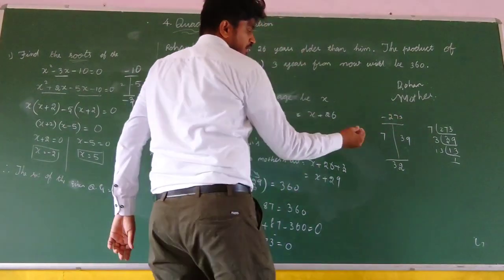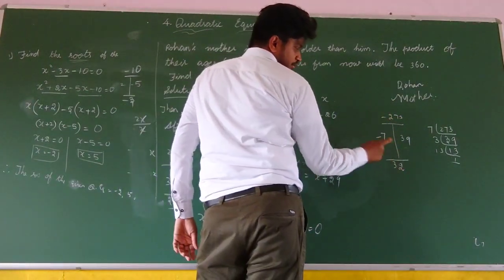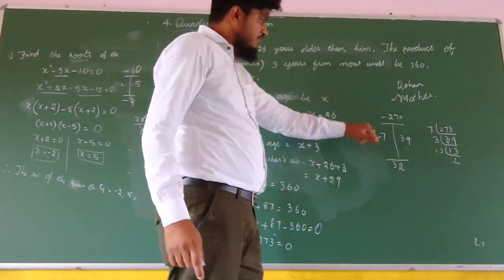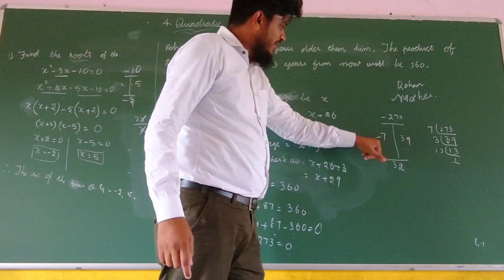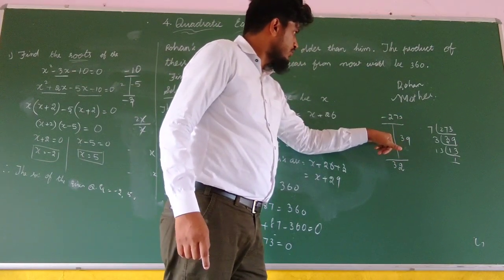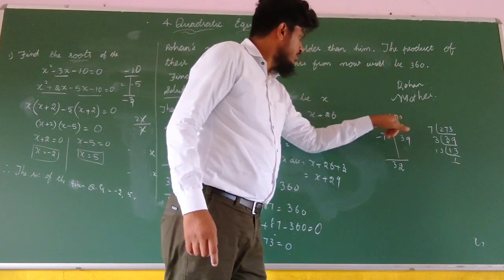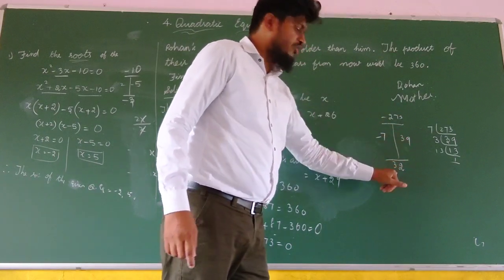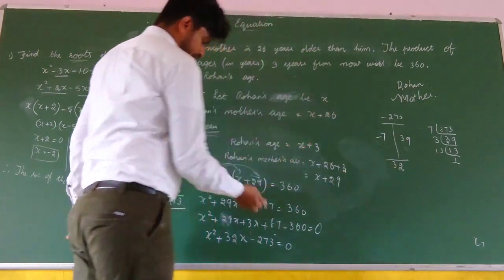Now we have to insert the sign. As 39 is the greater number, we have to apply minus on the 7. If I am subtracting here, we get minus 7 and plus 39, which multiplied gives minus 273. And by adding these two, what we are getting is 32. Now we can apply it in this.